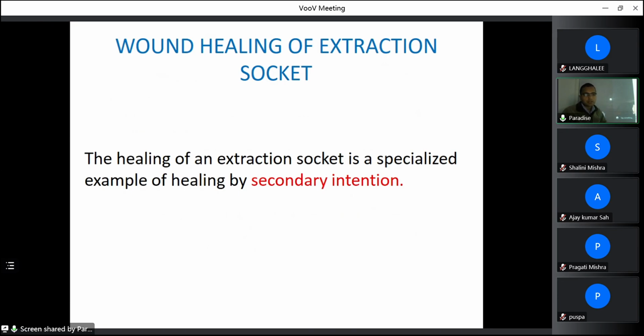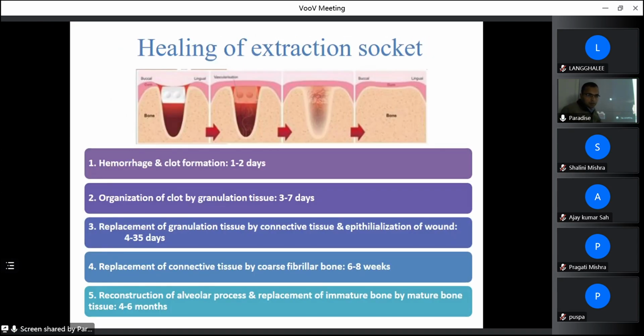Wound healing of extraction socket. The healing of an extraction socket is a specialized example of healing by secondary intention. So the extraction socket always heals by secondary intention. It is secondary healing, not primary healing. So in sequence, there is hemorrhage and clot formation for 1 to 2 days. Organization of the clot by granulation tissue takes 3 to 7 days. Replacement of granulation tissue by connective tissue and epithelialization of the wound takes 4 to 35 days.